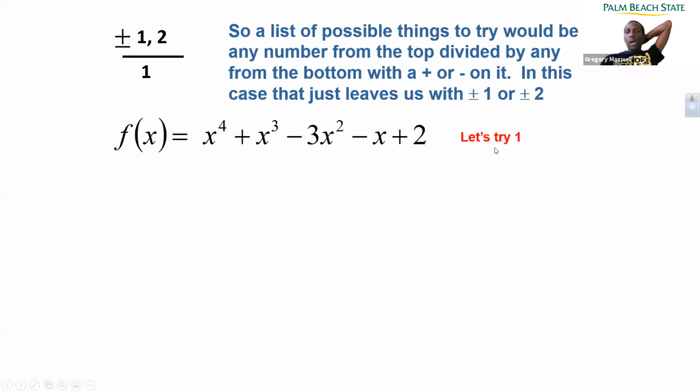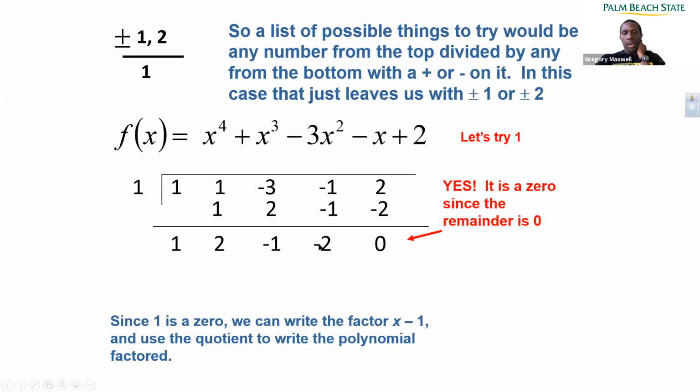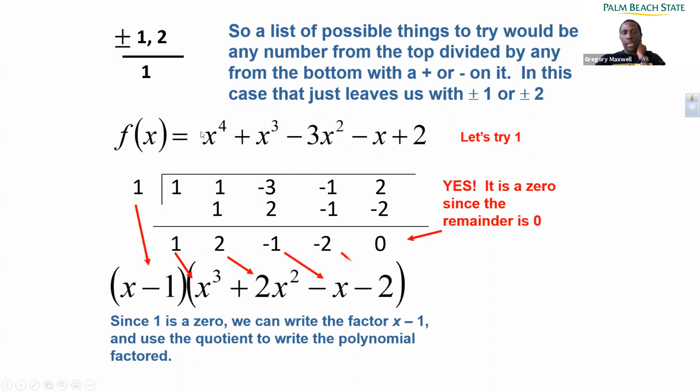We start by plugging in 1. When we try 1, we plug in 1 into the function, we get 0 as the remainder, which tells me that 1 is a factor of this, x minus 1 is a factor of this polynomial. So I divide this polynomial by x minus 1, and we get x cubed plus 2x squared minus x minus 2. All right? So this polynomial then can be written as x minus 1 times x cubed plus 2x squared minus x minus 2. I got this part from this.